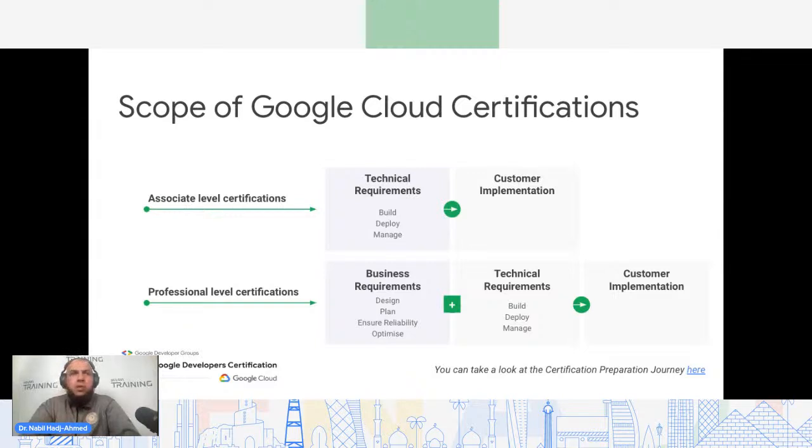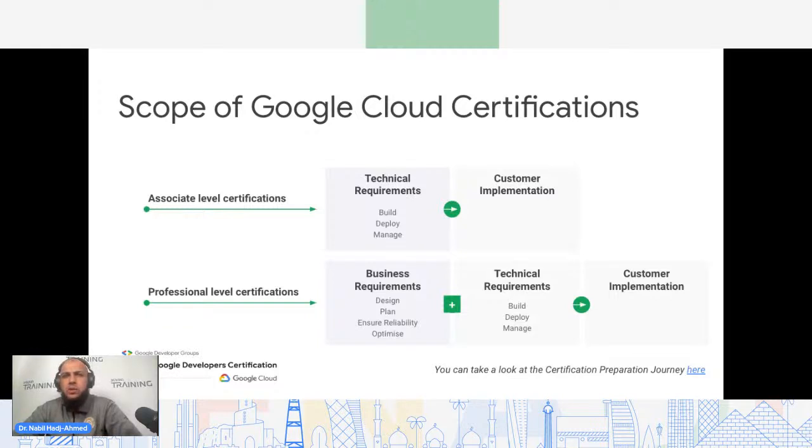So again, there are two levels of certifications. I would argue there is three, but here we have associate level certifications, which focus on hands-on technical know-how. So these are the technical requirements: how to build a cloud solution, how to deploy it, how to manage it. Basically, this kind of technical requirements will help you implement a solution, maintain it, monitor it, and so on and so forth.